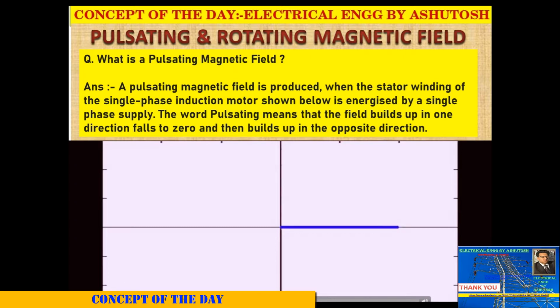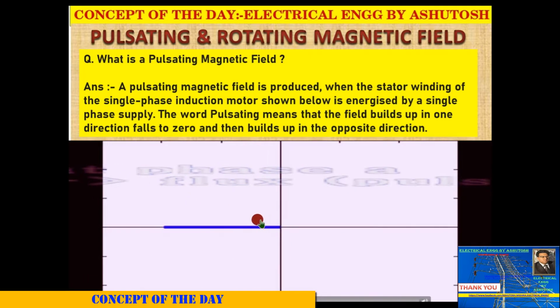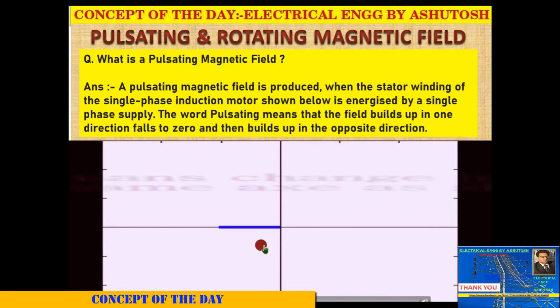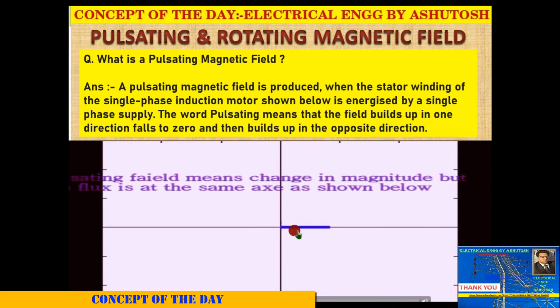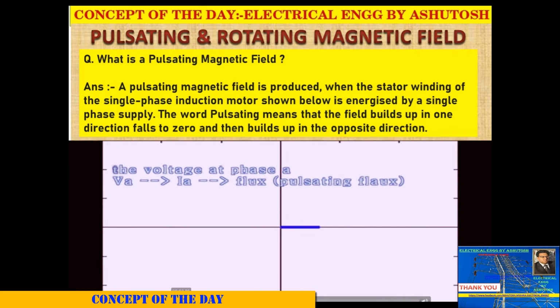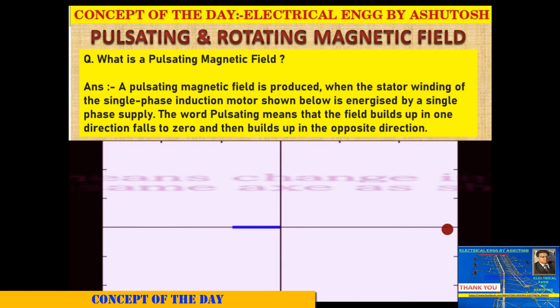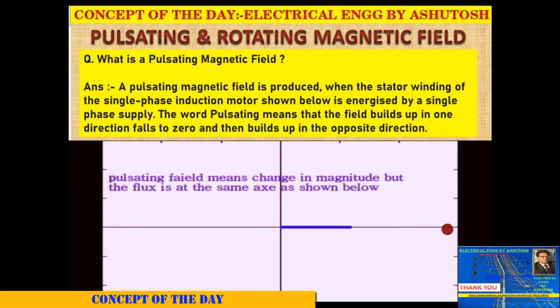Here you can see the voltage at phase A and the flux is pulsating. This is the vector formation. The phasor formation is shown. The pulsating field changes in magnitude, you can see over here. You can again see the change in magnitude taking place at the same axis. So it is called a pulsating magnetic field.